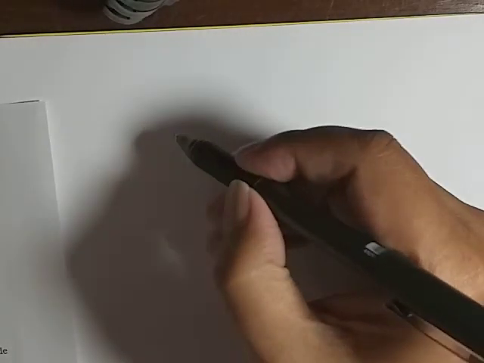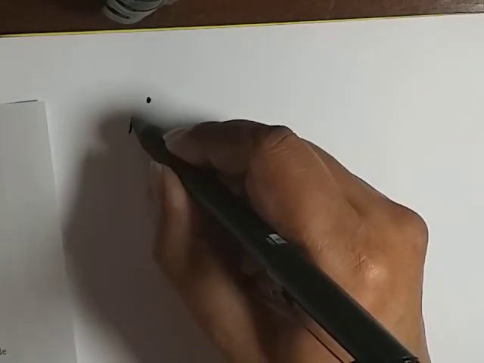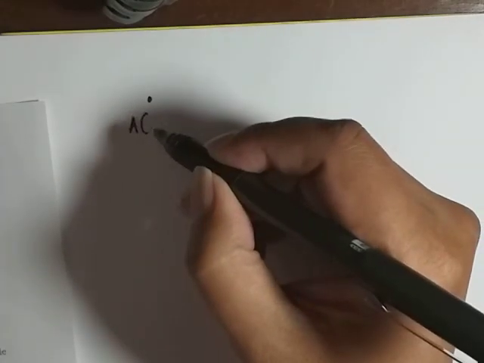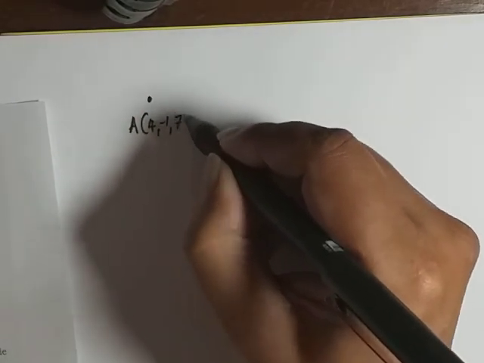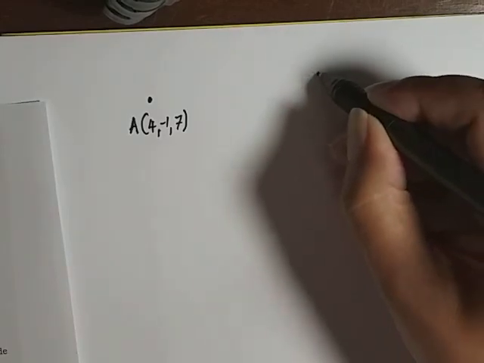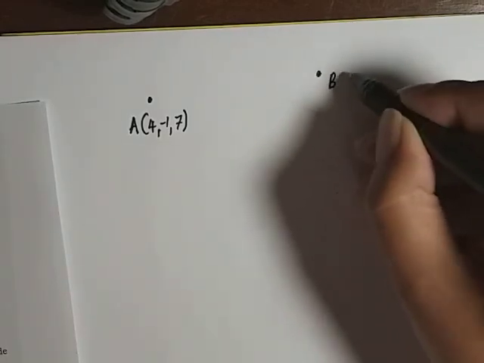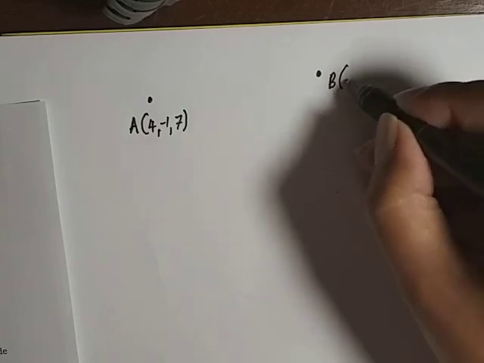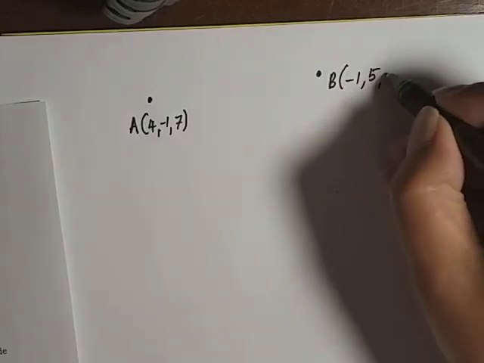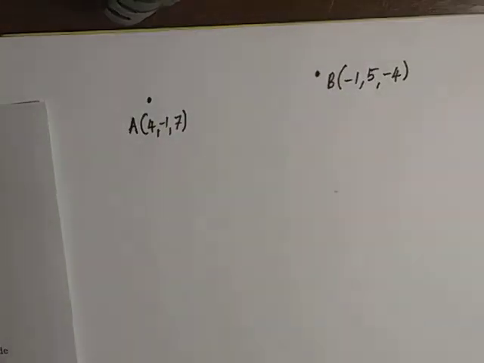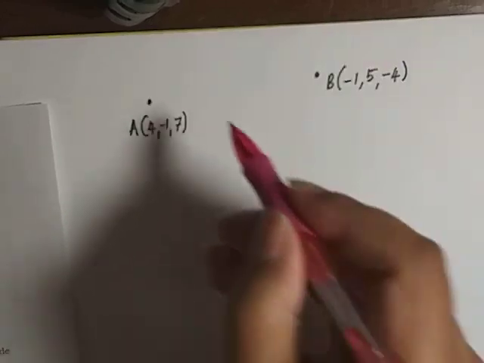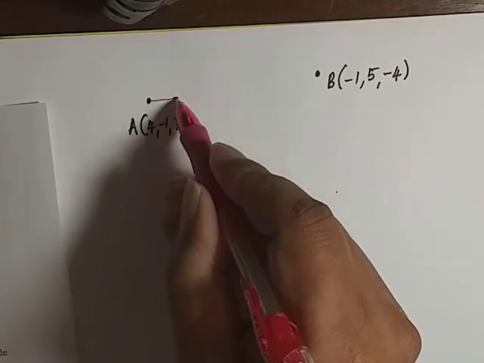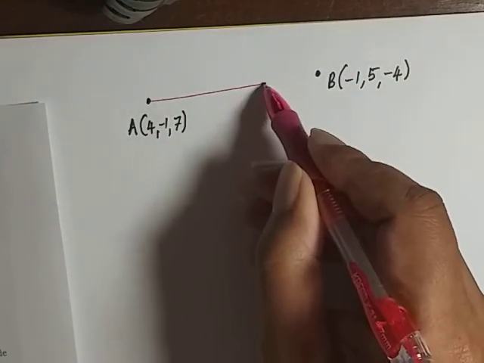Okay, A, let's make it to be given by this notation: 4, minus 1, 7. And B, let's make it to be located here, which is minus 1, 5, minus 4. So what has been asked for us to define here is the vector joining point A to point B.